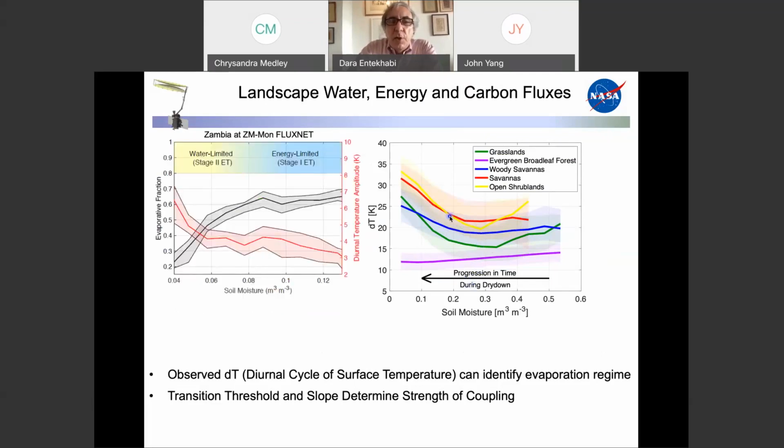And this is not just fantasy. We can look at a FLUXNET station where this same diurnal temperature amplitude is plotted. This looks the same as on the right. And here's the evaporative fraction as determined by the eddy flux measurements over the site. So the two regimes are present.